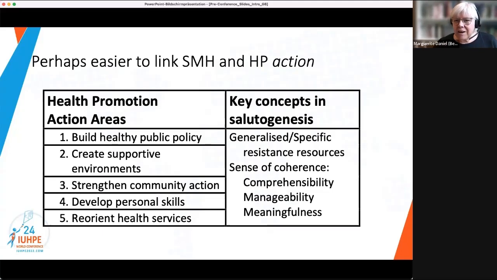So if we then look at those action areas in the light of the key concepts in salutogenesis, which Georg introduced us to right at the beginning, and in particular, we want to look at generalized or specific resistance resources, the resources that help us resist stress, but also the dimensions of the sense of coherence: comprehensibility, manageability, and meaningfulness. How do these things link? And next slide, thanks, Georg.